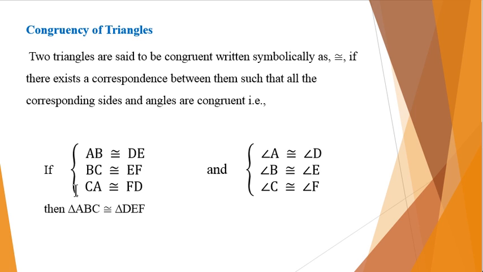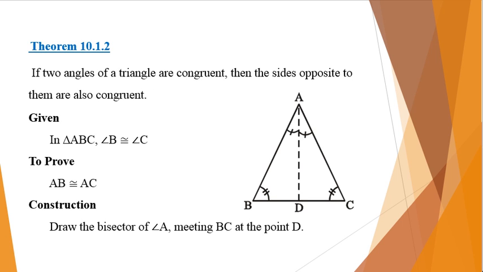Side AB is congruent to side DE, side BC is congruent to EF, and side AC is congruent to FD. Similarly, angle A is congruent to angle D, angle B is congruent to E, and angle C is congruent to angle F. Then the triangles are congruent, meaning triangle ABC is congruent to triangle DEF. You are observing that the three sides and the three angles are given. Out of the total 6, if any 3 are congruent, then the triangles are congruent. Now we are moving to the proof of the theorem.